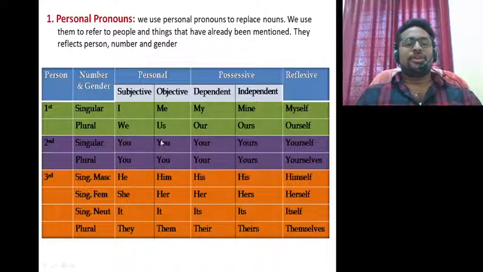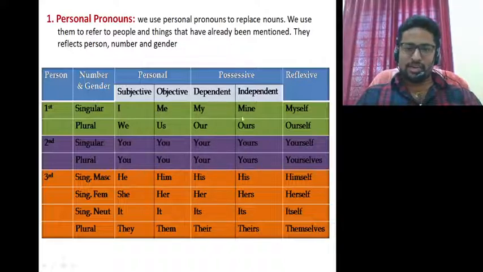We have personal pronouns, that is me, us, you, him, her, it, them. These all are the objective pronouns. We have to use them in the objective place. I have a car, subjective place, I am using it. Please give me a car. Give me a car. Me is used in the place of the object, so this becomes an objective pronoun.